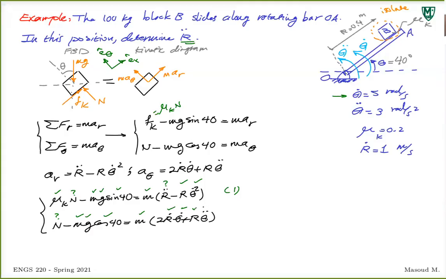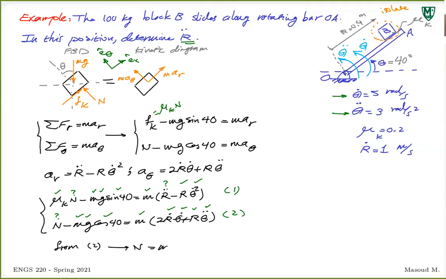R we know, theta double dot also we know is given. This is equation 2. So in equation 2, the only missing component, the only unknown, is N. I can find N from there. So from equation 2, let's move things around: m times 2 r dot theta dot plus r theta double dot. Not divided by, actually, just add things up. Just move it to the other side and add it up.